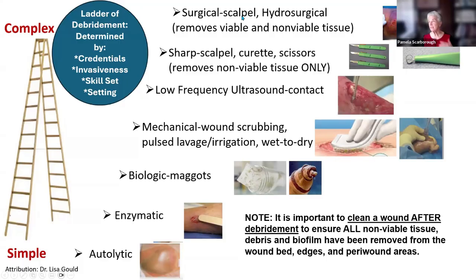So surgical debridement with scalpels, or hydrosurgical, that you'll see sometimes in outpatient or the OR, removes viable and non-viable tissue. That's the thing about surgical debridement. Our PAs, our nurse practitioners, our physicians can take out unhealthy, viable tissue also if they need to. Sharp debridement does not allow us to do that because we can't take out viable tissue.